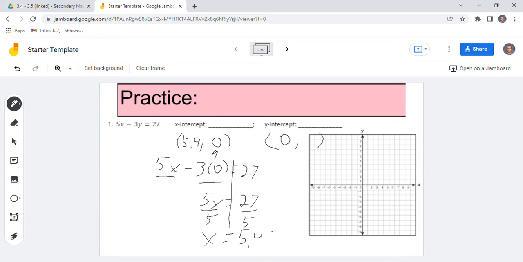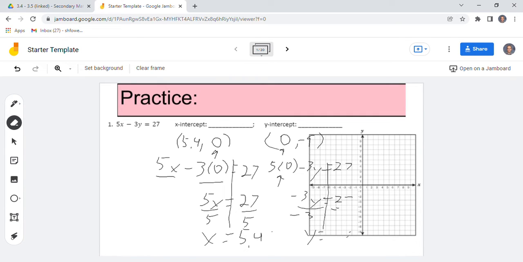Over here for the y-intercept, our x value is 0, so we have 5x, and we're going to replace that x with 0. Minus 3y equals 27. All right, 5 times 0 is 0, so that goes away. We're left with negative 3y equals 27. Solving this, we're going to divide both sides by negative 3, and that leaves us with y equals negative 9. So that's our missing y value there, negative 9.